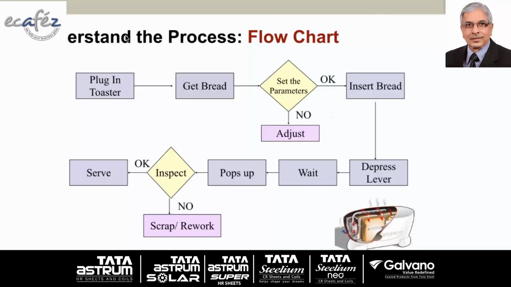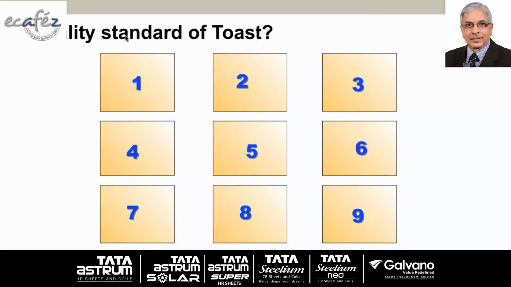So the first thing to be used is the process chart. Here the flow chart is used, showing how toast is being made: plug in toaster, get bread, insert bread, press the lever, wait, and when it is toasted, pop up. And if it is okay, then serve it, otherwise scrap. Here, the okay quality was badly reduced, so it was helping them to identify the problem.